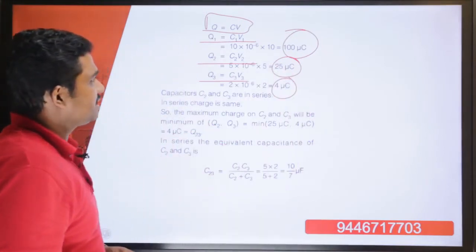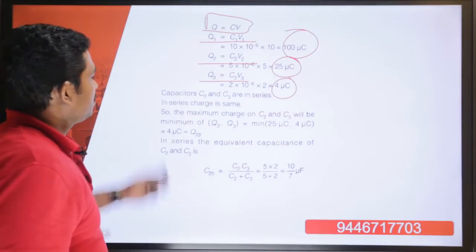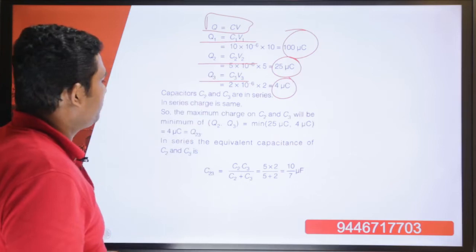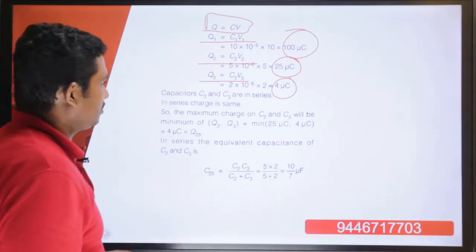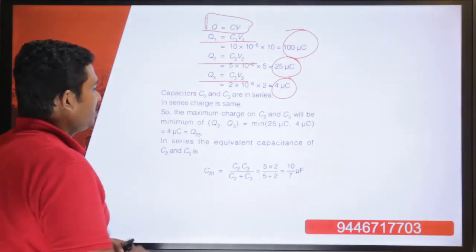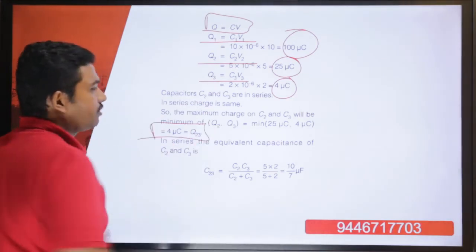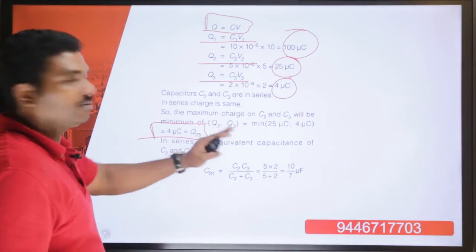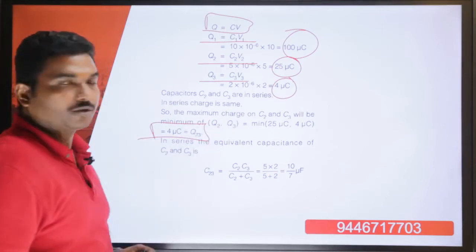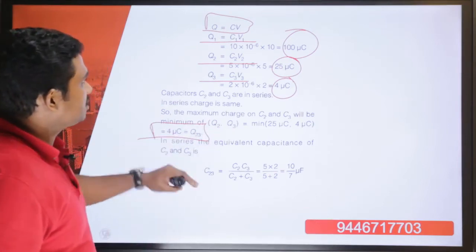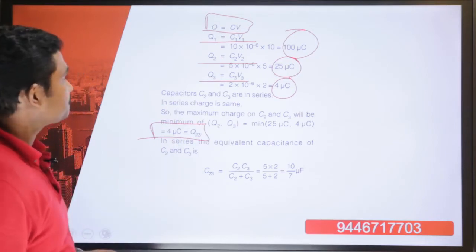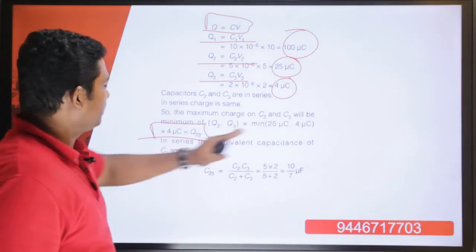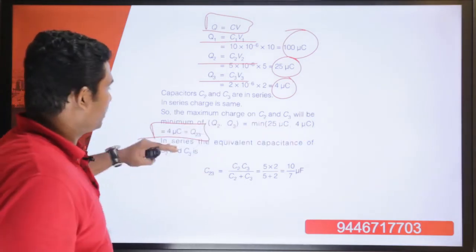C2 and C3 are in series, so in series the charge is the same. So the maximum charge on C2 and C3 will be the minimum of Q2 and Q3. What is the minimum of Q2 and Q3? It is 4 microcoulomb. So the maximum charge on C2, C3 will be 4 microcoulomb. Now what is the charge on Q1? It is 100, isn't it? So between 25 microcoulomb and 4 microcoulomb, the selection will be 4 microcoulomb.